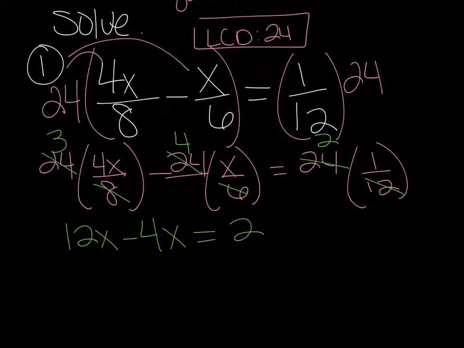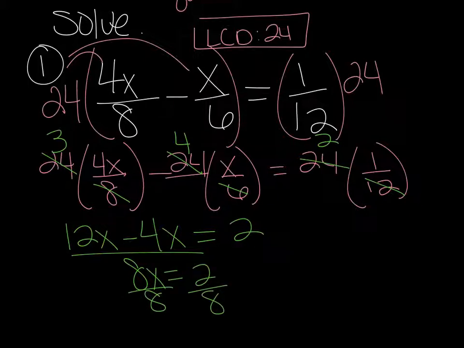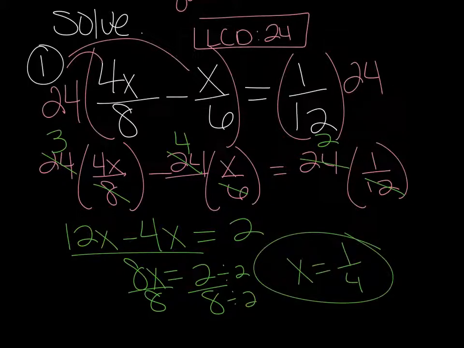This is the goal. Once you get to this step, all of your fractions should be eliminated, okay? And then we just need to solve. 12x minus 4x gives me 8x. So 8x equals 2. Divide both sides by 8. And we would need to simplify your fraction. We should get x equals 1/4.